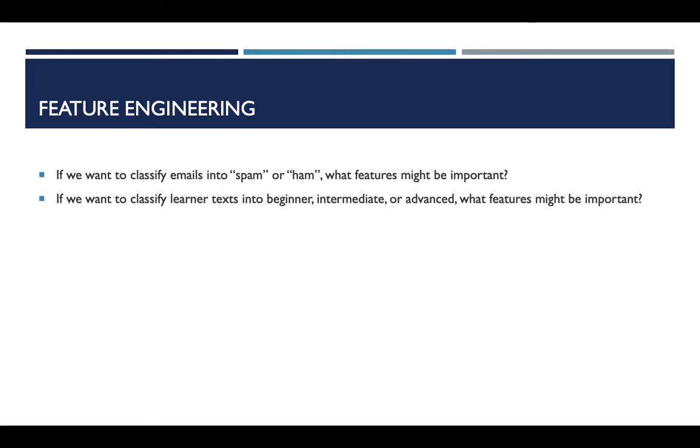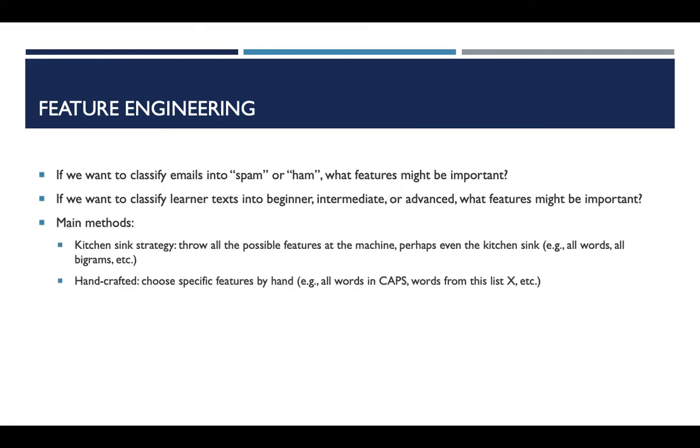We can look at those types of features. If we want to classify learner texts into their levels, we might look at the frequency of vocabulary. We might look at syntactic complexity. There are ways to do this automatically, and plenty of other types of things. So there are two main ways we can do this automatically. We can use the kitchen sink strategy.